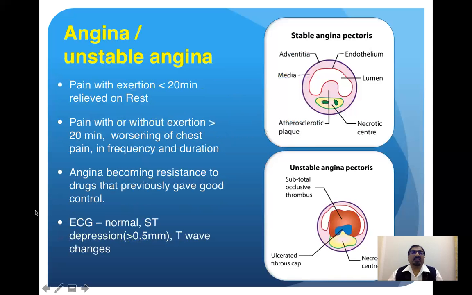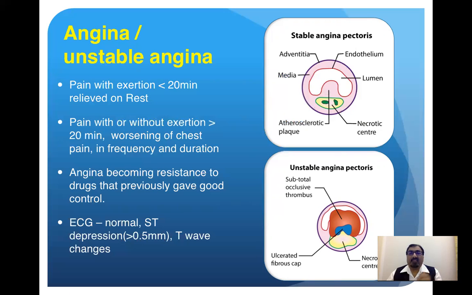Let's go further and see what angina is. Angina is either stable angina or unstable angina. As you see in this picture, there is an atherosclerotic plaque occluding around 40% or more of the lumen of the coronary arteries, and on top of it, when angina comes, it comes with pain on exertion. Typically, the angina lasts less than 20 minutes, is due to exertion, and then subsides on rest.